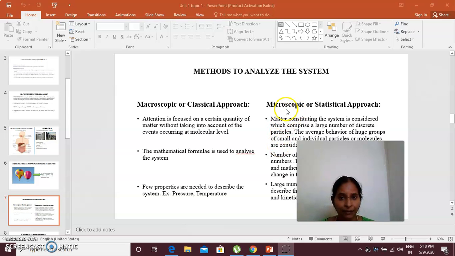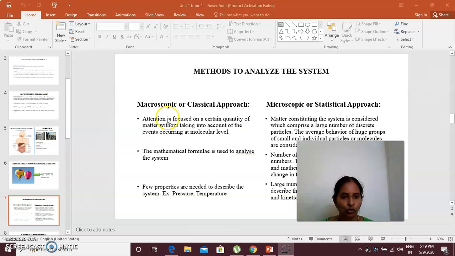Because in the microscopic view, the matter constituting the system is considered a large number of discrete particles. You have to analyze each and every system. The number of molecules is very large. Each and every particle is governed by complicated equations or mathematical models, statistics, etc. You need specialized tools to analyze in the microscopic or statistical approach.